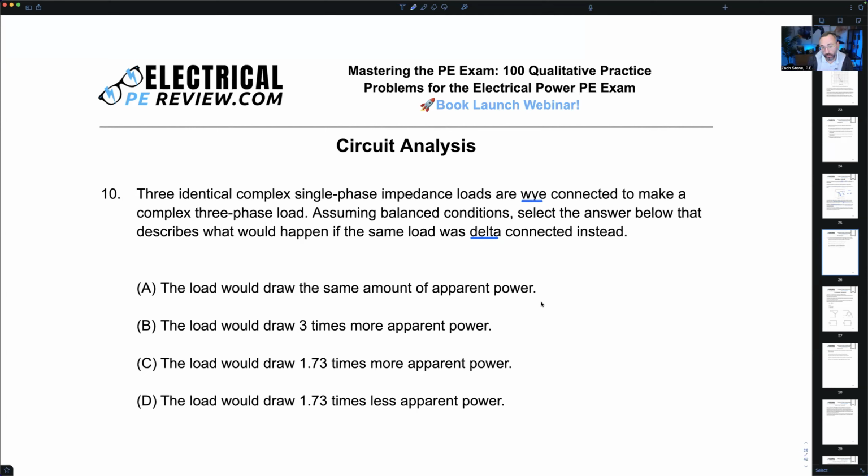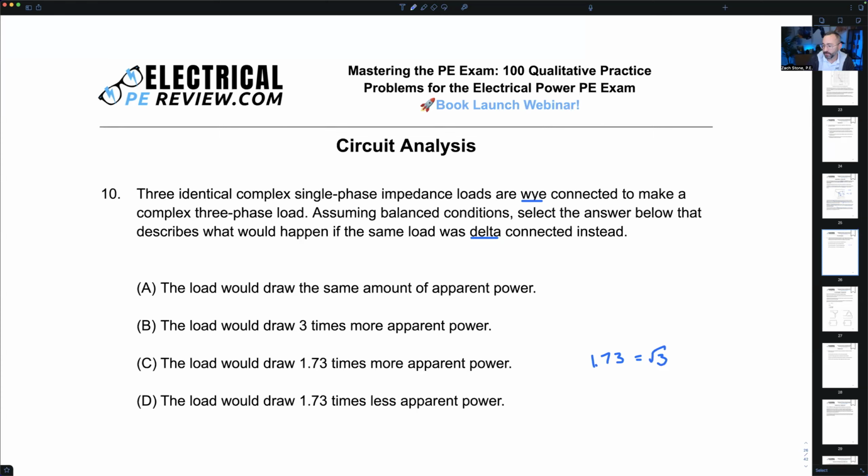A, the load would draw the same amount of apparent power. B, the load would draw 3 times more apparent power. C, the load would draw 1.73 times more apparent power. Of course, 1.73 is the square root of 3. Or D, the load would draw 1.73 times less apparent power. What do we think? A, B, C, or D?